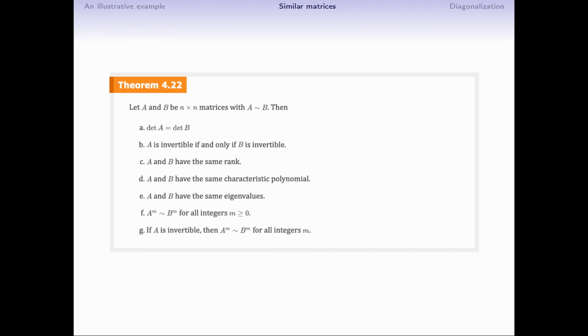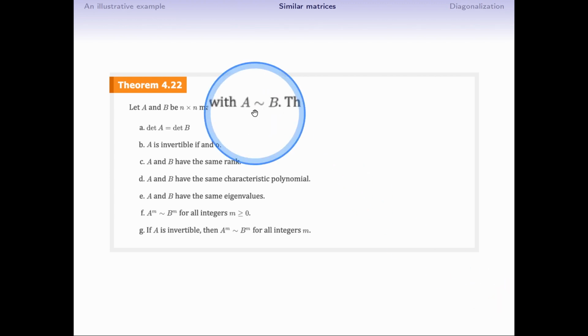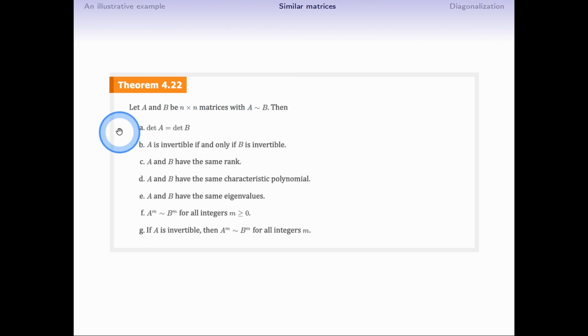Next, let's study theorem 4.22. Throughout this theorem, let A and B be n by n matrices with A and B similar. A is similar to B. Now in statement A, we learned that the determinant of A and the determinant of B are equal. So similar matrices have to have equal determinants. Statement B says A is invertible if and only if B is invertible. Statement C, A and B have the same rank. Statement D, A and B have the same characteristic polynomial. Statement E, A and B have the same eigenvalues.